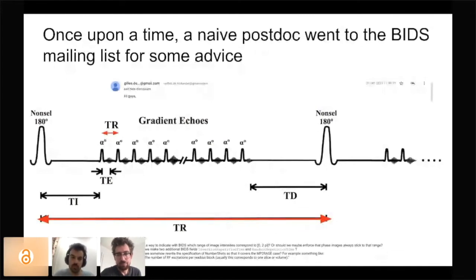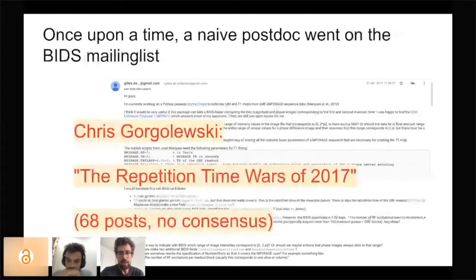And basically, I think we came to the conclusion in the end that in the current BIDS standard, there's no way to encode this information, to clearly annotate the data. This is the TR of the gradient echo block, and this is the TR of the inversion pulse. And this took a lot of time. It took about 68 posts in the mailing list, and I think Chris Gorgolewski gave a nice summary. He called it the repetition time wars of 2017.